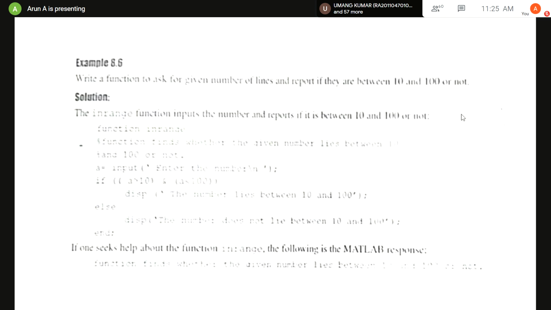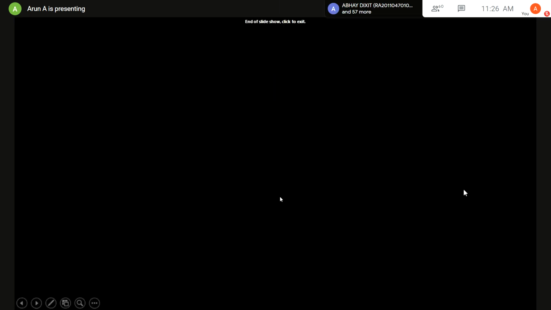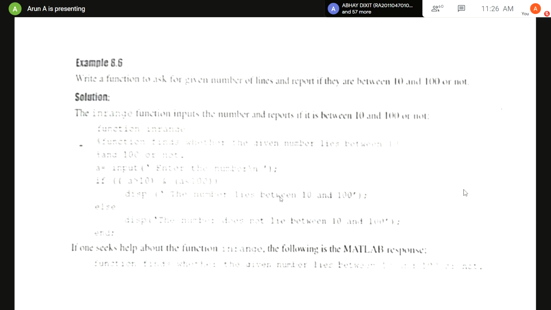And one more program is being defined. Write a function to ask for a given number of lines and report if there are between 10 and 100 or not. So this is the range. You can use an if statement when a is greater than 10 and a is less than 100. Like this, you can set the parameter inside this function and work on this. So this is about the functions.